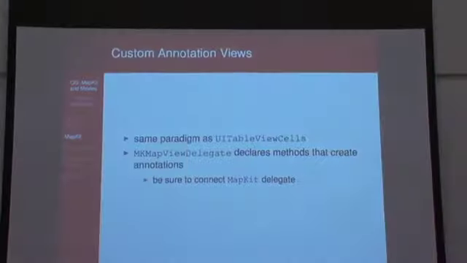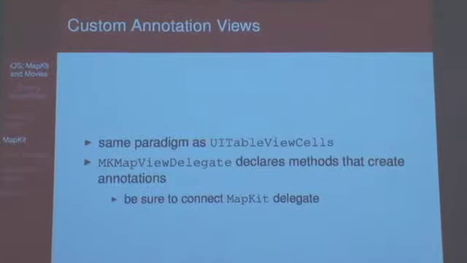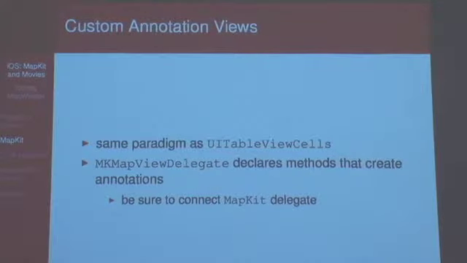Before, we had this UITableViewController that had both a data source and a delegate. Now, instead of table views, we have this MKMapViewDelegate. And this is what's going to have iOS asking me, as the controller, what I want all of my annotations to look like. And again, this was easy to forget with table views, but don't forget to connect the delegate of the map to your controller.